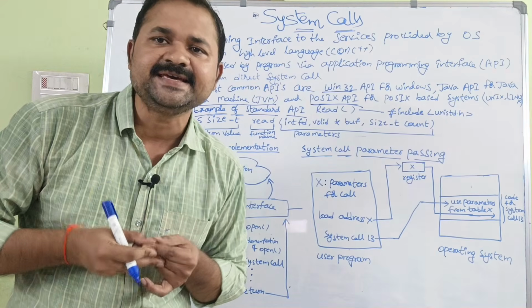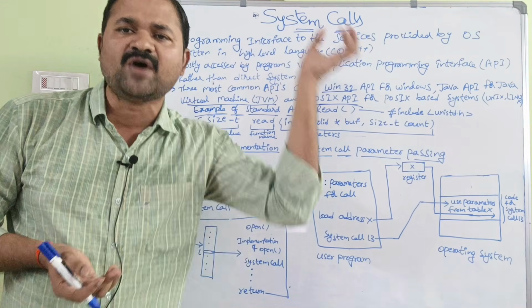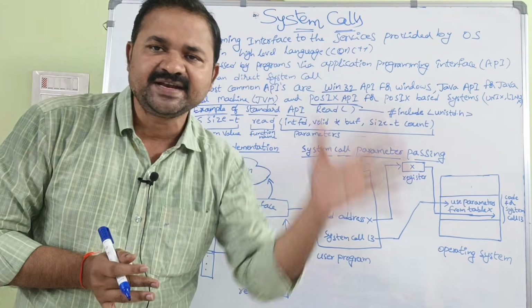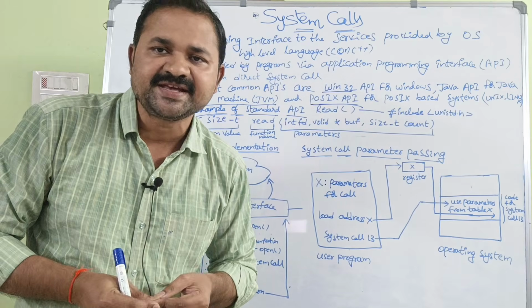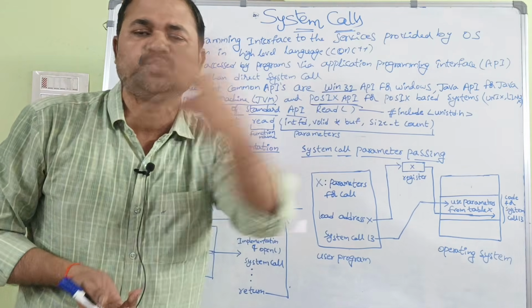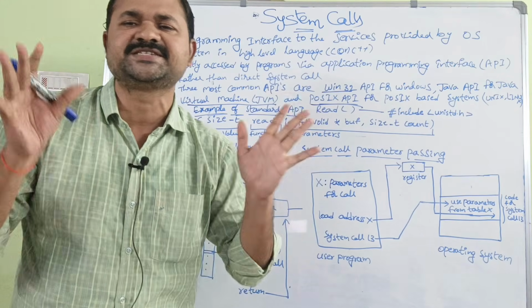Now let's take the example of copying the data from one file to another file. So we have two files. The first one is source file. Second one is destination file. Here our aim is to copy the content of source file into destination file. So for that we require so many system calls.